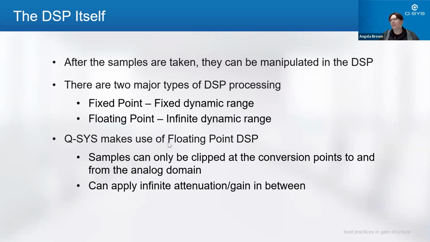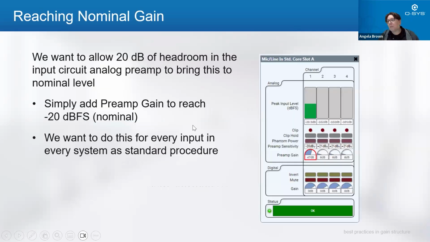It's kind of fun. So reaching nominal gain in the core, what you're looking at here is the mic line input block for a Q-SYS core. We want that 20 dB of headroom in the input circuit, and then we want to be targeting our minus 20 dBFS. And you'll see that peak input level there, which is measured in dBFS. So you're going to bring in your signal and you're going to basically adjust that preamp gain until you are right about at that minus 20.